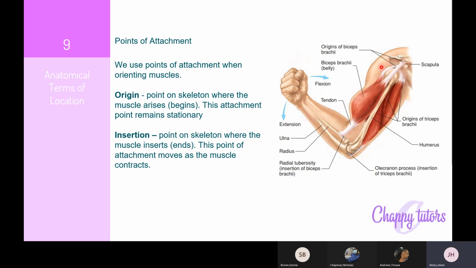Because we know that the origin remains stationary and the insertion moves, when the bicep contracts, we could determine that the insertion moving would allow for the forearm to be flexed, to move closer to the arm, right? So knowing the origin and insertion allows us to know the action muscles facilitate.